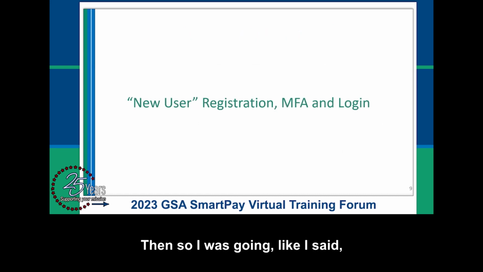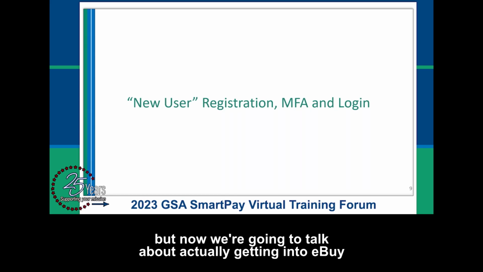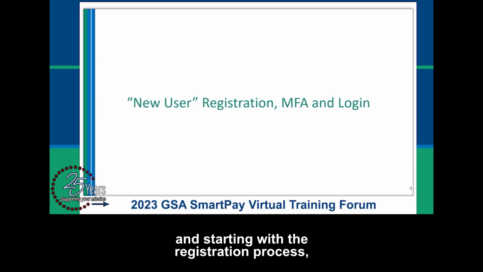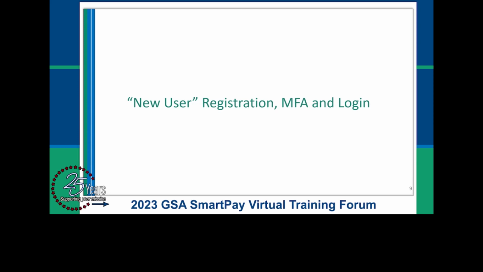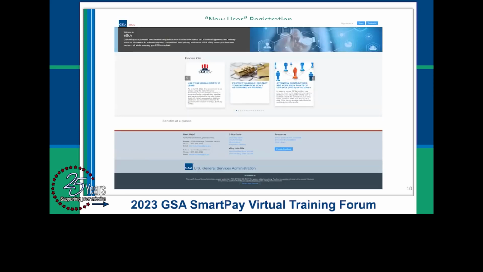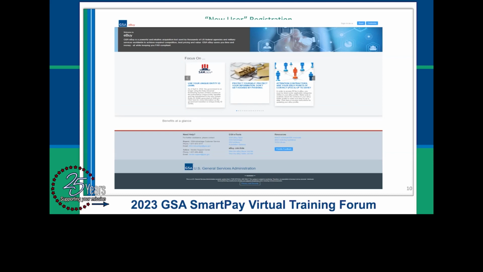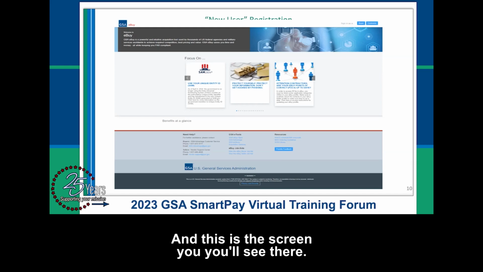Like I said, I'm going a little fast through some of those slides, but now we're going to talk about actually getting into eBuy, starting with the registration process. In order to get in there, you have to be registered. This is the homepage for eBuy, and the URL for it is just ebuy.gsa.gov. And this is the screen you'll see there.